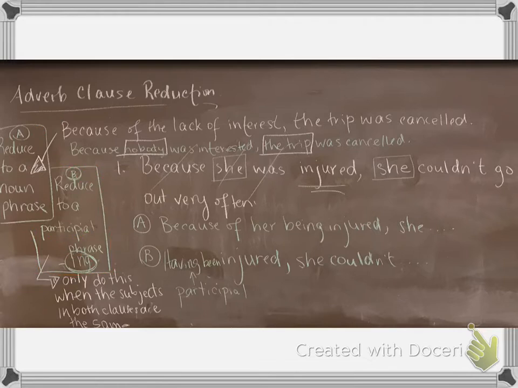Okay? We can only do this, reduce to a participial phrase, when, this is very important, when the subjects in both clauses are the same. So let's have a look at the example here, number 1. Okay, because she was injured, she couldn't go out very often. The subject in the dependent clause is she, and the subject in the independent clause is she. Same subject, so we can reduce to this participial phrase.